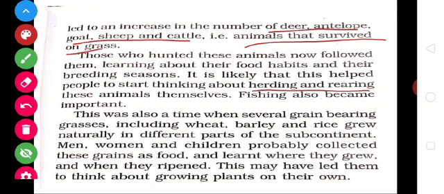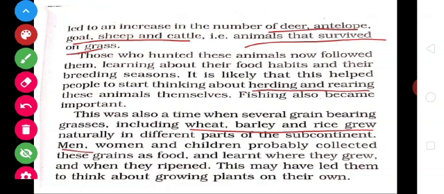And this was also a time when several grain bearing grasses including wheat, barley and rice grew naturally in different parts of the subcontinent.